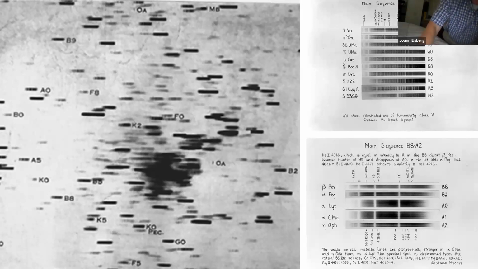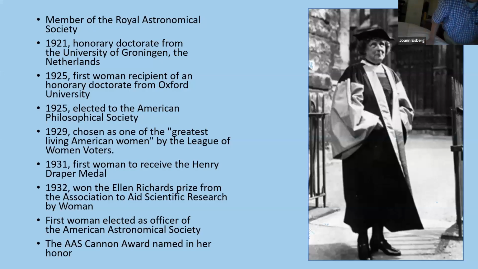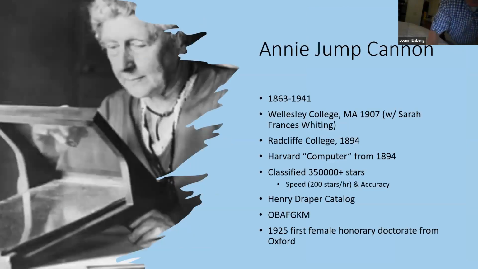Forgive me for clicking backwards again, because it's just phenomenal. She personally and individually classified more than 350,000 stars in her life. And people kept track of things like she can classify 200 of them an hour. Looking at those smudges and classifying 200 an hour. I once read a quote where someone asked her, well, how do you know? And she said, well, I know them like I know the faces of my friends.